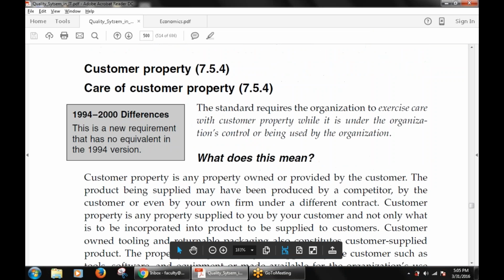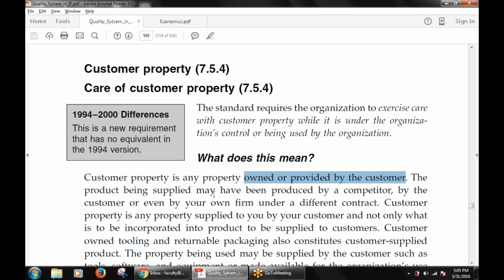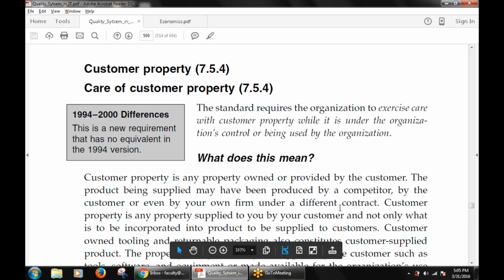Then what does this mean? Customer property is any property that is owned or provided by the customer. Whenever we are talking about customer property, it is property that is owned or provided by the customer, and the product being supplied may have been produced by a competitor, by the customer, or even by your own firm under a different contract. It depends on the contract, but whatever material you are using can be supplied by a competitor, by the customer, or even by your own firm under a different contract.